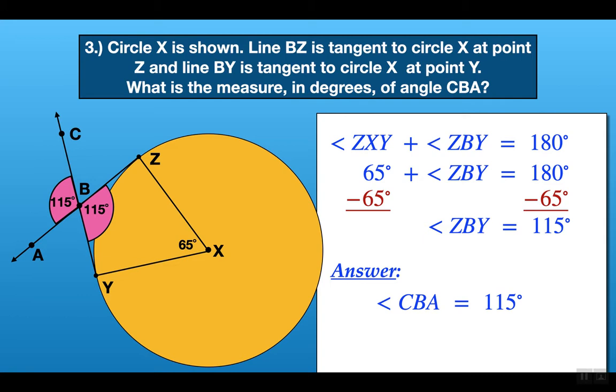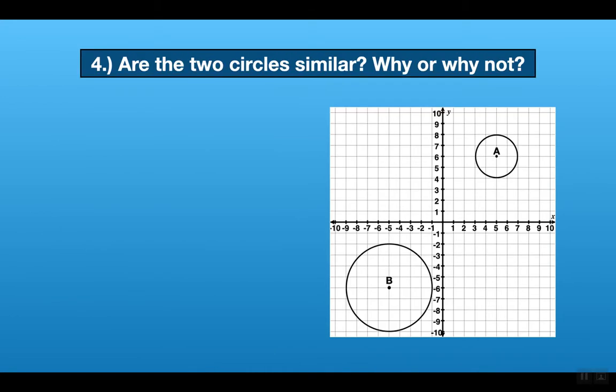So as you can see, just knowing that one relationship, that angle ZXY and angle ZBY are supplementary, if you know that, then that makes the problem extremely easy to solve. Question number 4 is also very simple.